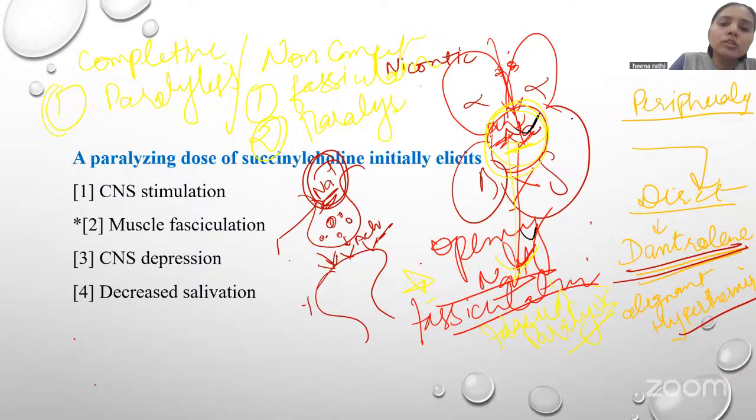So the non-competitive, depolarizing skeletal muscle relaxant is succinylcholine. Succinylcholine will initially show muscle fasciculation. Then it will lead to flaccid paralysis.